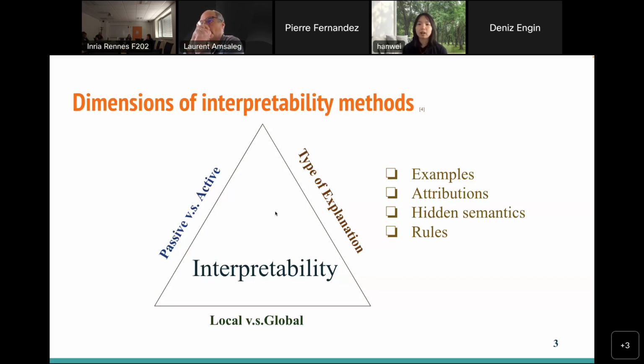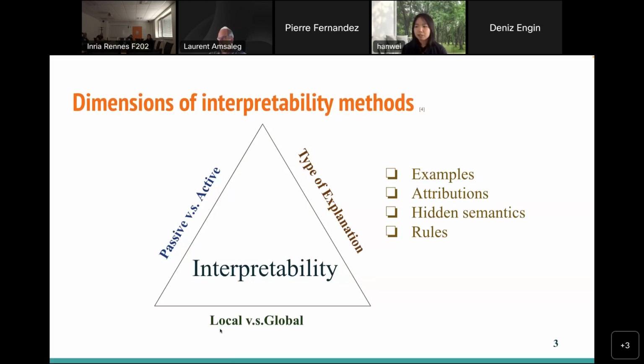The second is attribution, which means we assign an importance score to every component of the input, telling us how much it contributes to the final prediction. The third is hidden semantics, which means we try to understand what the neurons learn. For instance, we can craft a specific input which only activates one specific neuron. Then these images could be an explanation of what that neuron does. The last one is rules, normally decision trees or rule sets, which tell us how the neural network makes decisions as a whole.